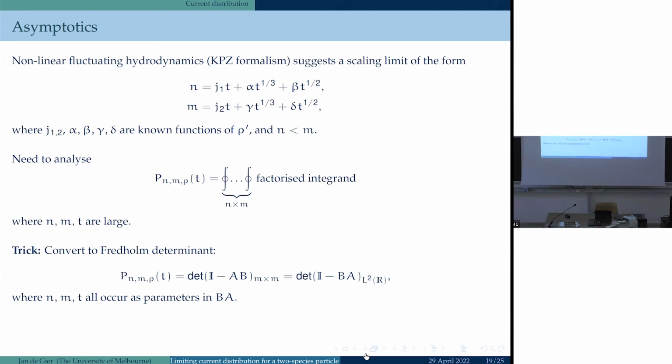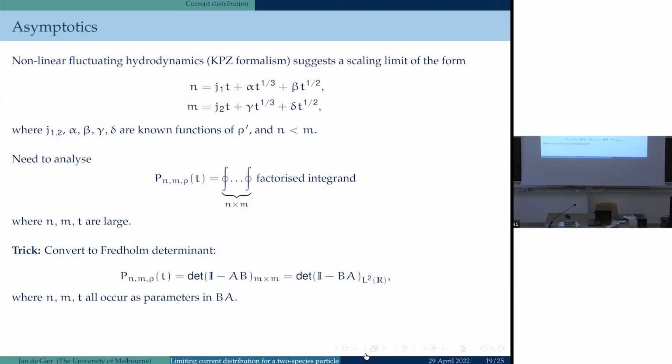And then you need to analyze expressions like this, where the probability of total crossing is an n times m-fold integral over a factorized integrand, where n and m are going to be very large. So that looks undoable, but there is this nice trick in this model that everyone uses: if you can write this as a determinant, which you can, in this particular way, then you can reverse A and B. This is just linear algebra. The determinant of 1 minus AB is the same as the determinant of 1 minus BA. If you can find those matrices A and B such that this is a finite matrix, in this case it becomes an m by n determinant. Once you swap it, it becomes an infinite determinant, or a Fredholm determinant.